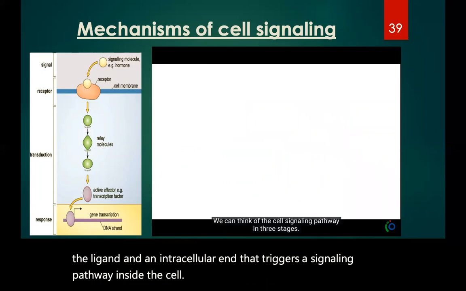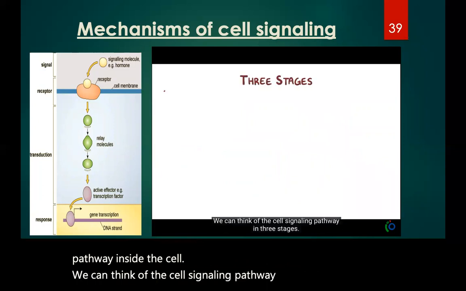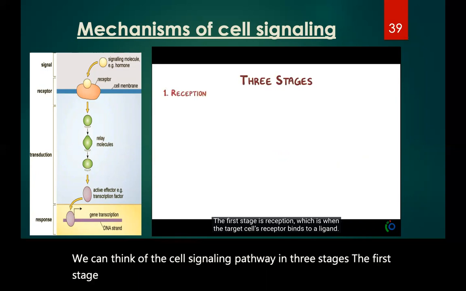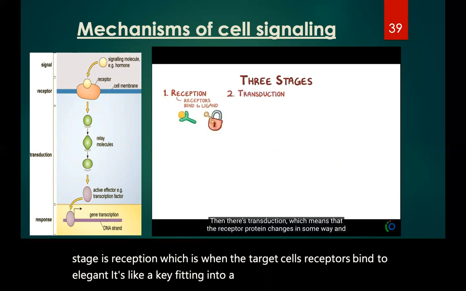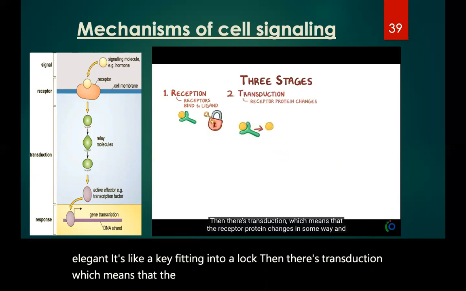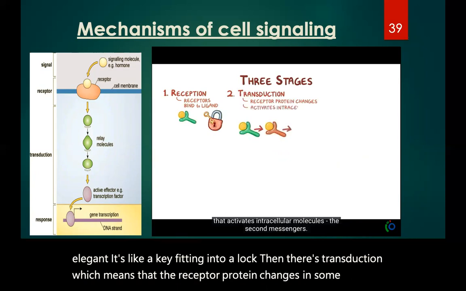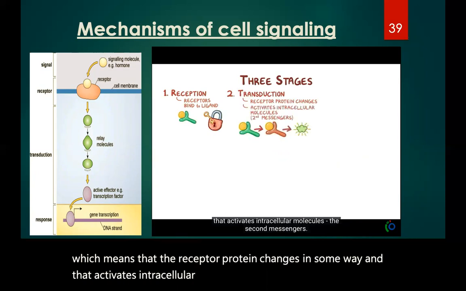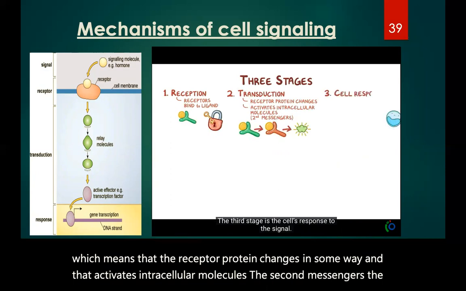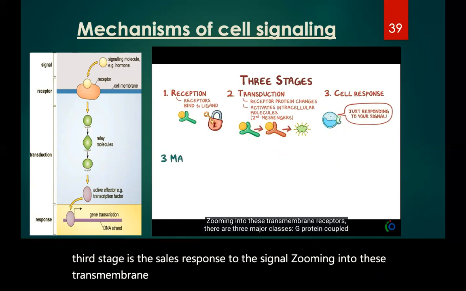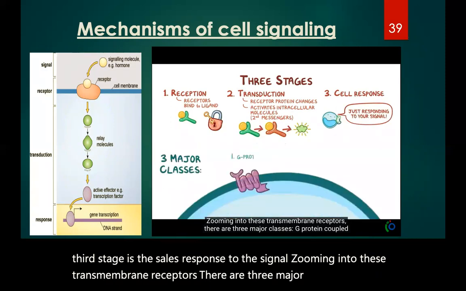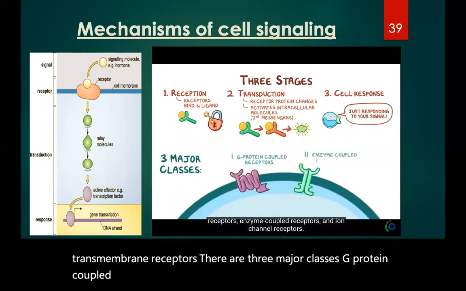We can think of the cell signaling pathway in three stages. The first stage is reception, which is when the target cell's receptors bind to a ligand. It's like a key fitting into a lock. Then there's transduction, which means that the receptor protein changes in some way, and that activates intracellular molecules, the second messengers. The third stage is the cell's response to the signal. Zooming into these transmembrane receptors, there are three major classes: G protein coupled receptors, enzyme coupled receptors, and ion channel receptors.